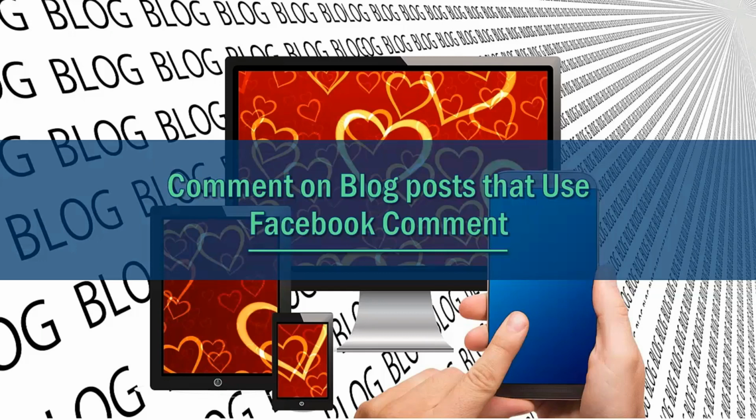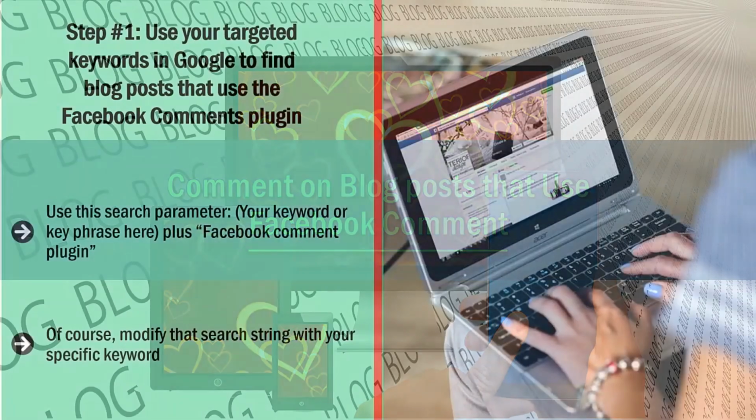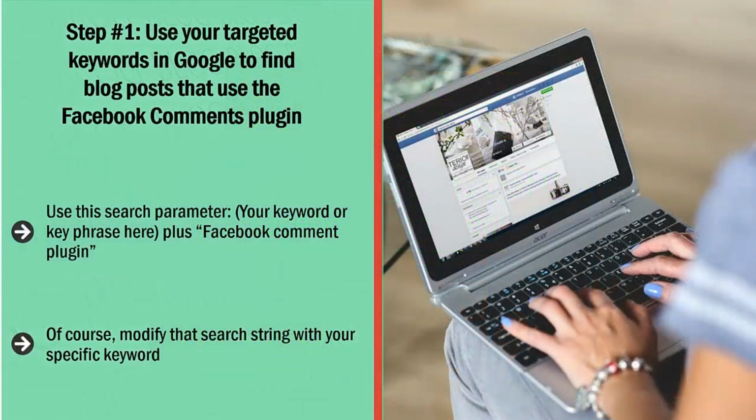Comment on blog posts that use Facebook comments. Here's the step-by-step directions you need to follow for this marketing technique. Step number 1, use your targeted keywords in Google to find blog posts that use the Facebook Comments plugin. Use this search parameter: your keyword or key phrase here, plus Facebook Comment plugin. Of course, modify that search string with your specific keyword.